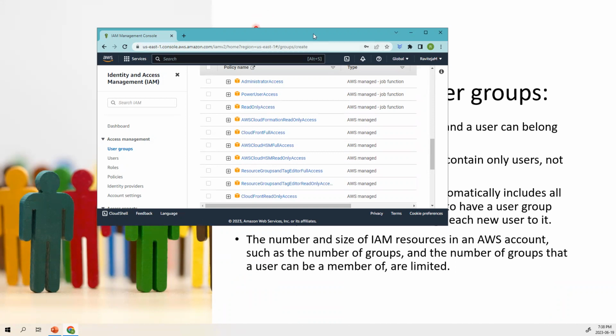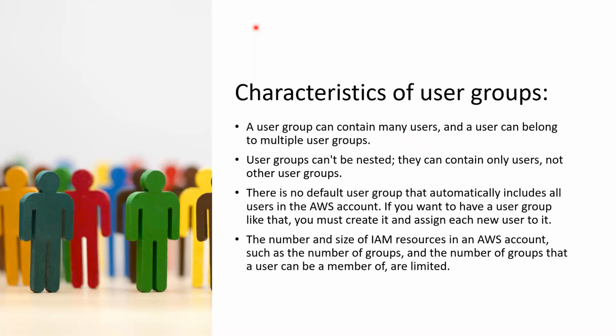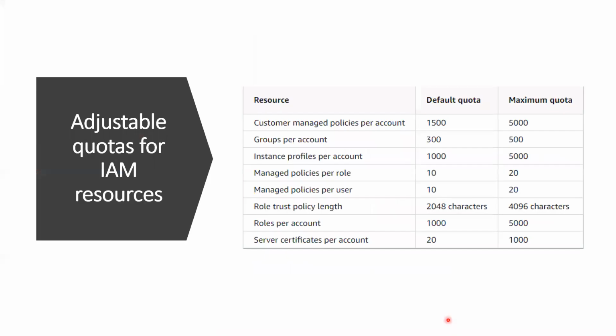Coming to the fourth one, there are quotas for IAM resources. So let's go to the next one. These are the adjustable quotas for IAM resources. You can pause the video and check this. Now let's go to the second part, an example.